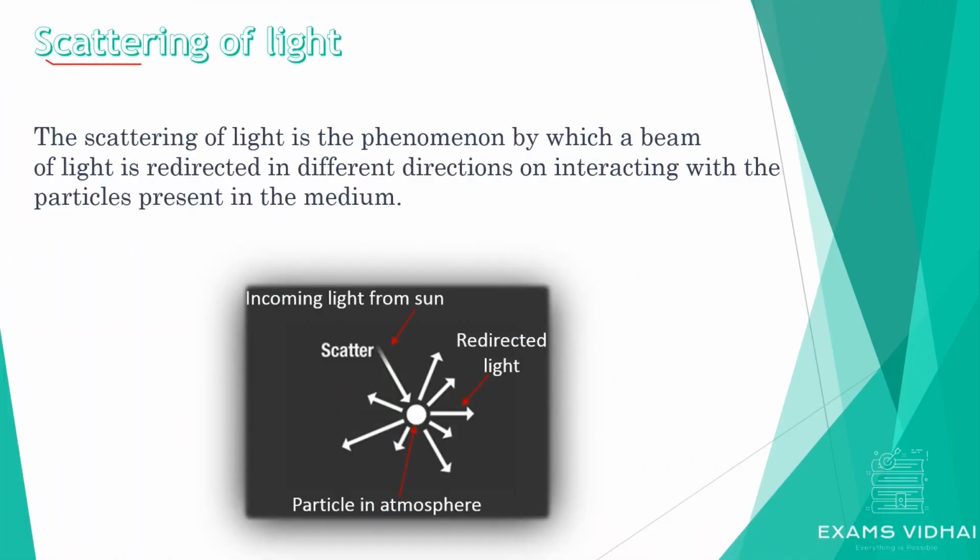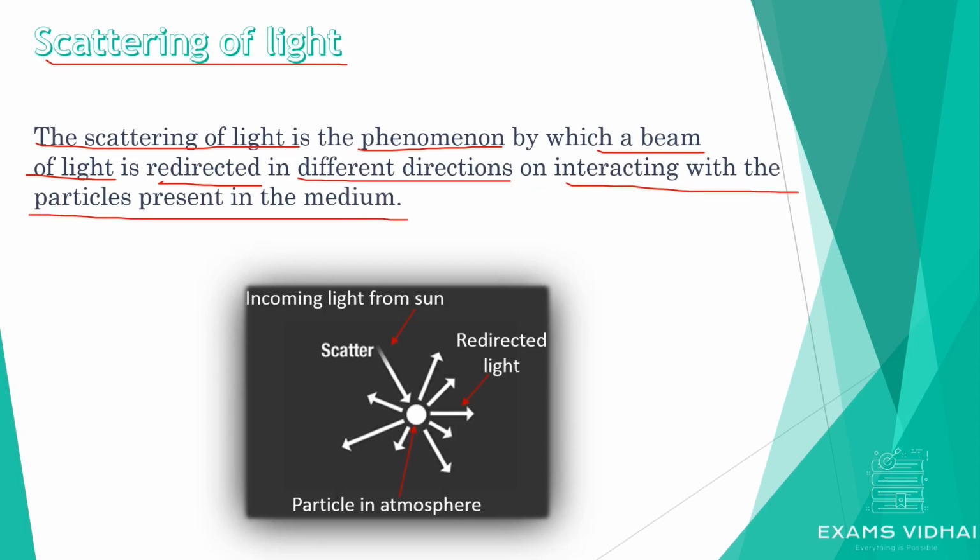What is scattering of light? The scattering of light is the phenomenon by which a beam of light is redirected in different directions on interacting with the particles present in the medium. As the name suggests, scattering means getting scattered. When a ray of light is made to fall on a particle, the particle is also known as a scatterer. When the ray of light falls on the particle, it gets redirected in different directions, and this is what is called scattering.